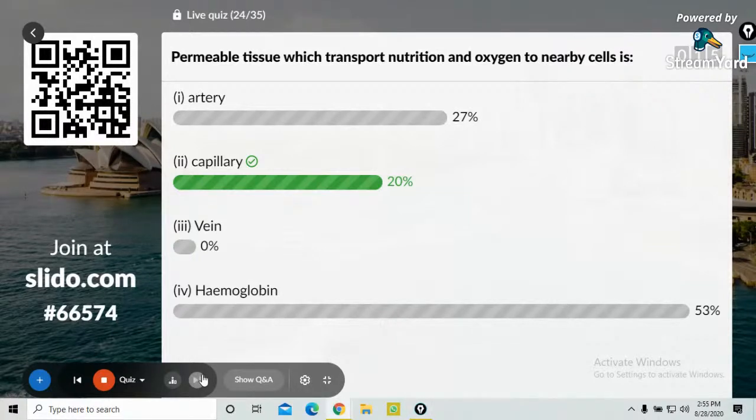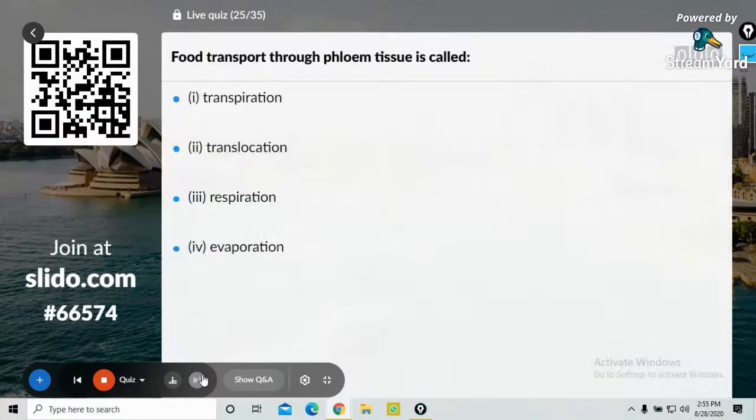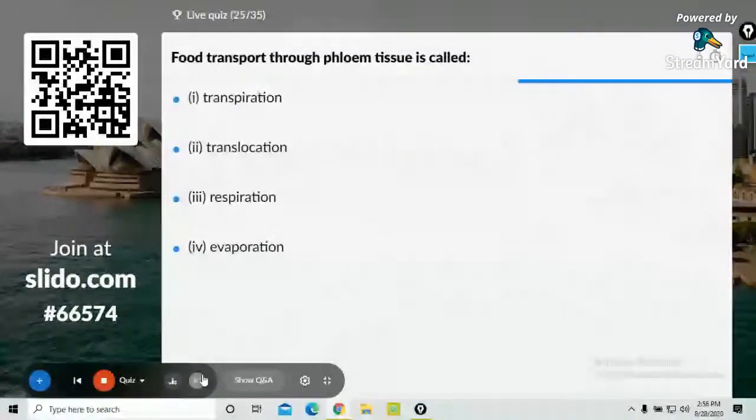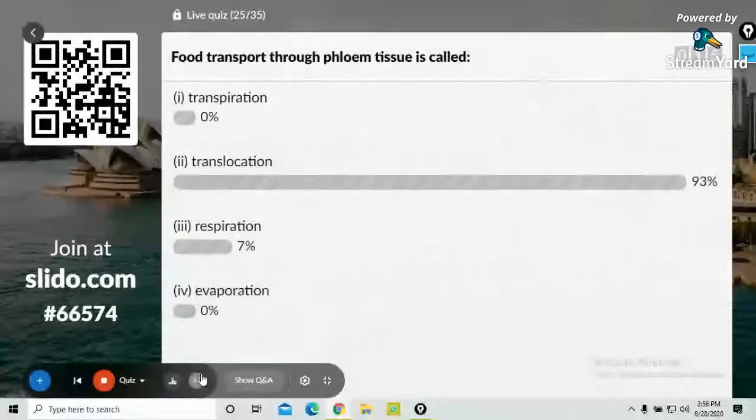Food transport through phloem tissue is called transpiration, translocation, respiration, evaporation. Yes, guys, it is translocation.